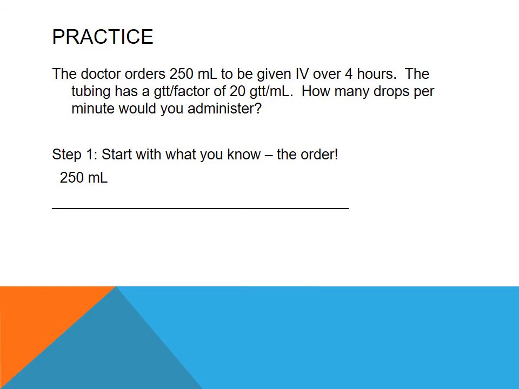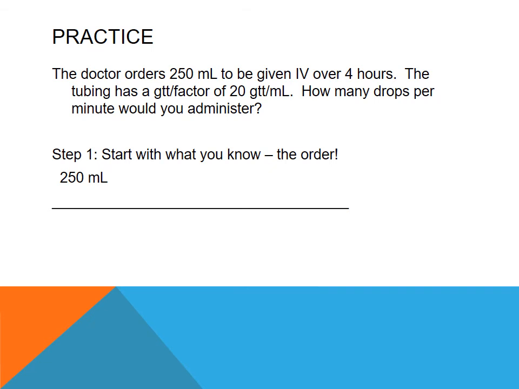Now let's practice. The doctor orders 250 mLs to be given over 4 hours. The tubing has a drip factor of 20 drops per mL. How many drops per minute would you administer? Well, let's start with what we know. We know the order. We know that 250 mLs is to be given, and we also know that it's to be given over 4 hours.